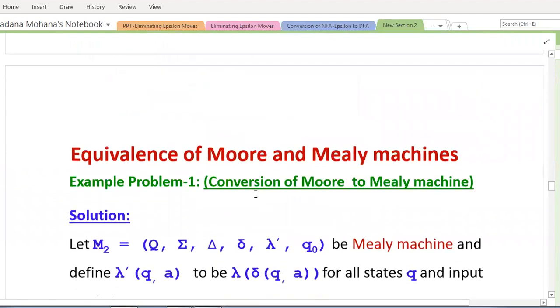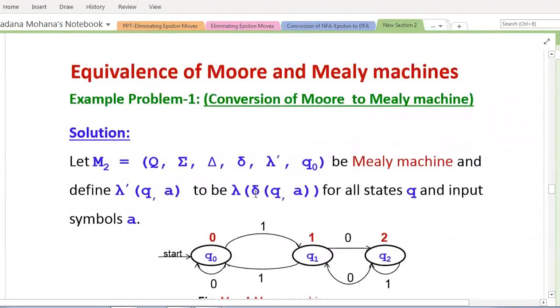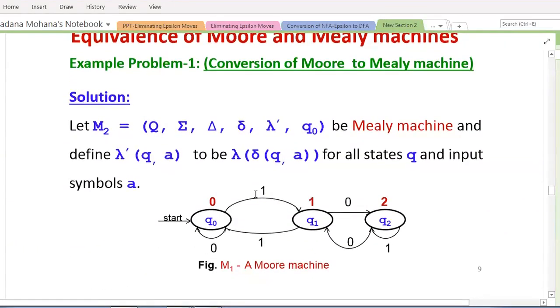That is the only difference. Now let us see the solution. As per the procedure of the theorem, here we assumed M2 is (Q, Σ, Δ, δ, λ', q0), the Mealy machine, and define λ'(q, a) to be λ(δ(q, a)) for all states q and input symbols a.